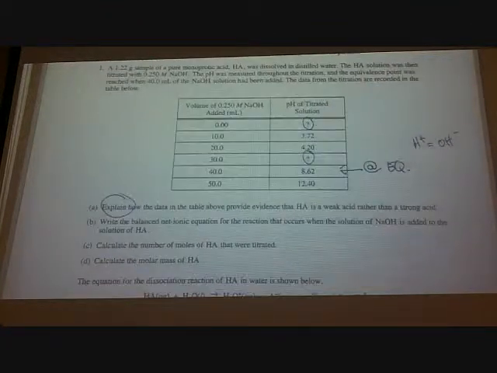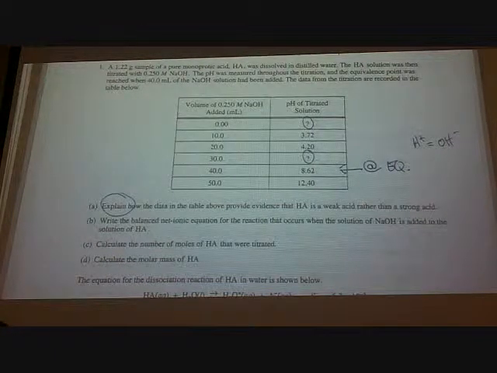All right, part B, write the balanced net ionic equation for the reaction that occurs when the solution of sodium hydroxide is added to the solution of HA. Net ionic equation. Now you guys should be getting pretty good at this. How am I going to start this off?